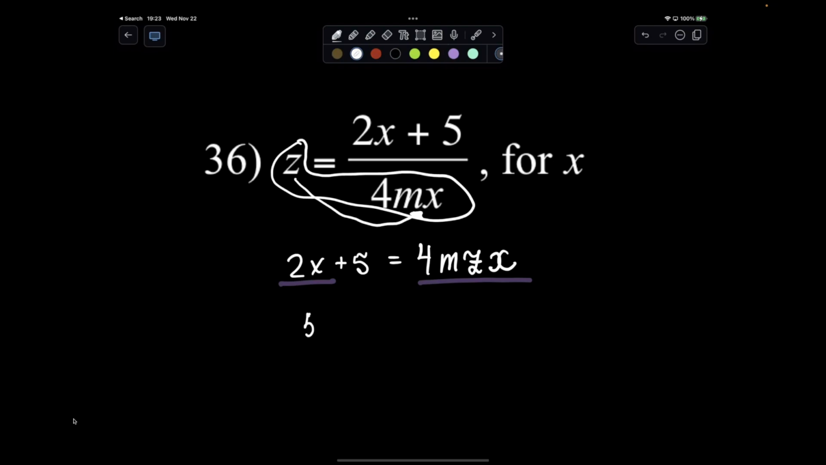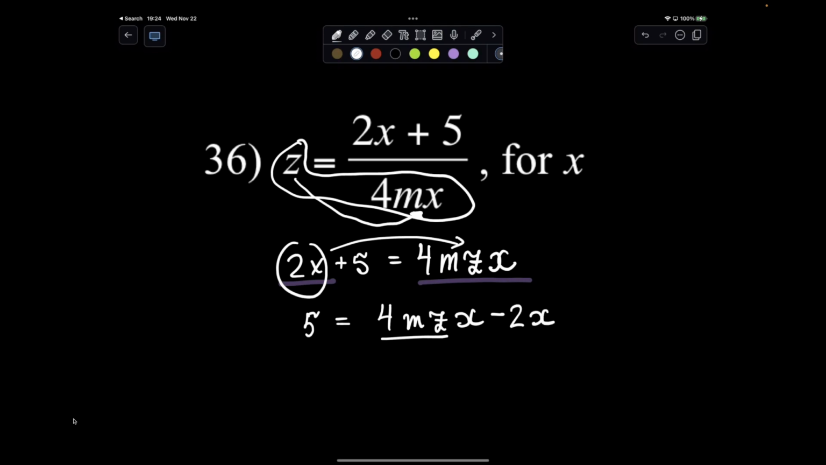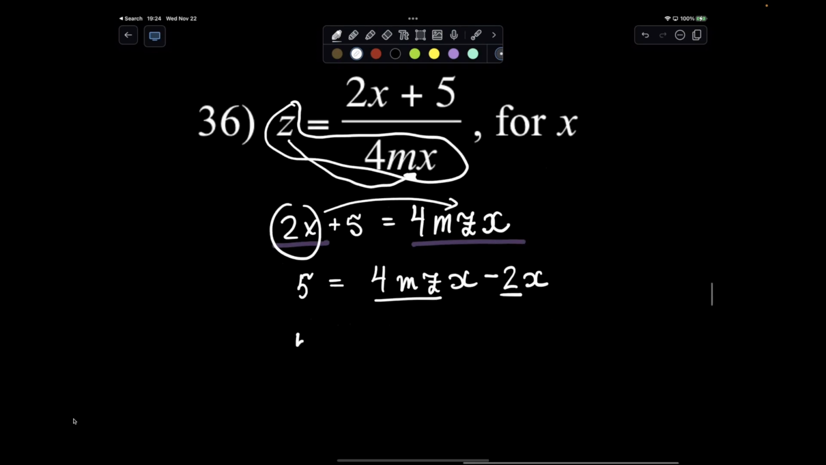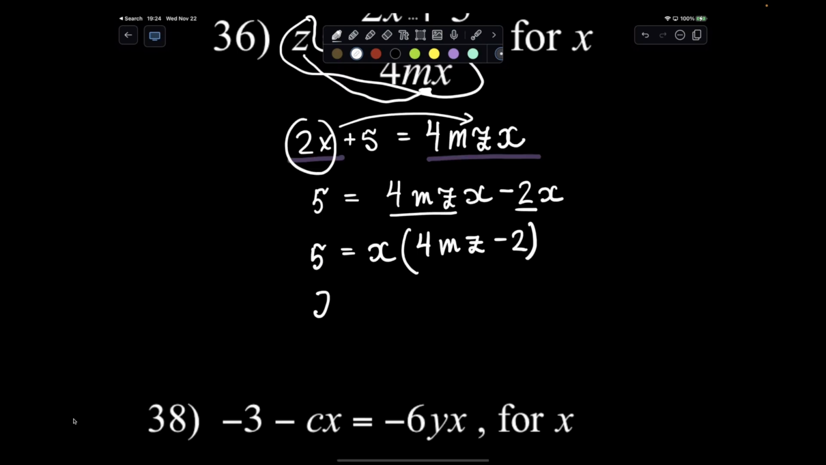So I'm going to say 5, grab this with a minus, cross the line, change the sign, 4mzx factor minus 2x, another factor. So then I will have 5 equals 2x, and then I factor out the x, and I'm left with 4mz minus 2. X itself is going to be the ratio of 5 to that whole bracket, which is 4mz minus 2.